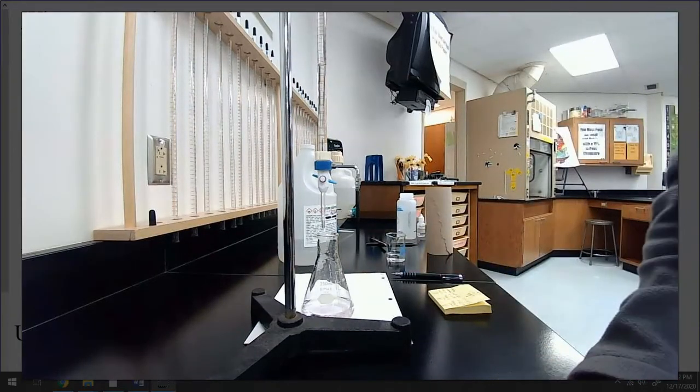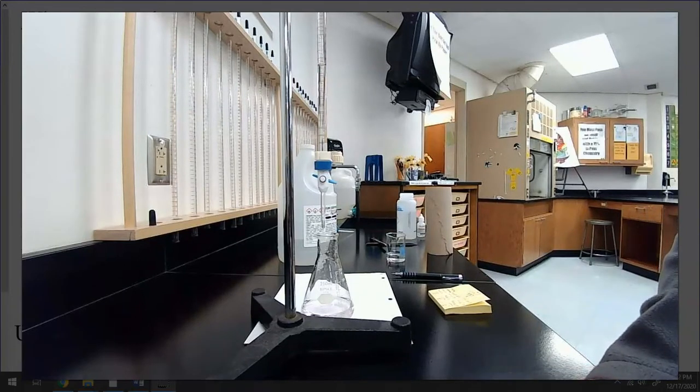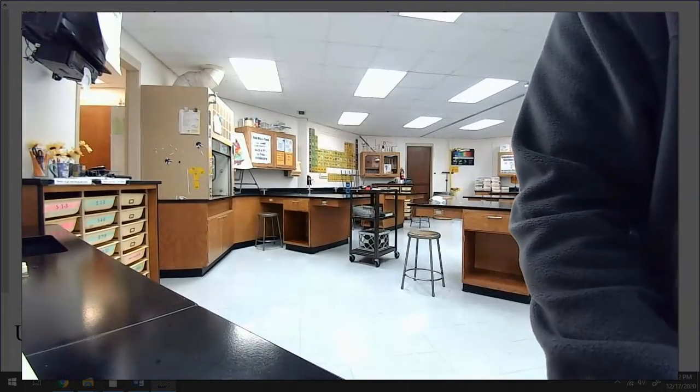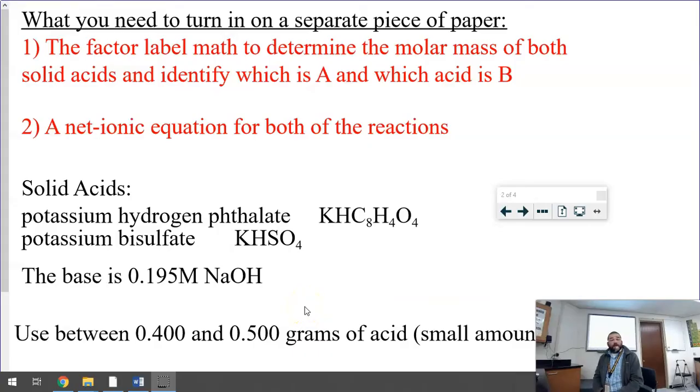I'm going to switch over to the smartboard now, give you guys some more notes, and then I'll send you on your way with your objective for this lab. Okay, let me recap what we did. In this lab, I have 2 unknown solid acids. The formulas for those solid acids are in the middle of this slide. I did share this presentation with you on It's Learning. One of them is A, one of them is B. The goal is to figure out which is which by solving for the molar mass of these through the data.